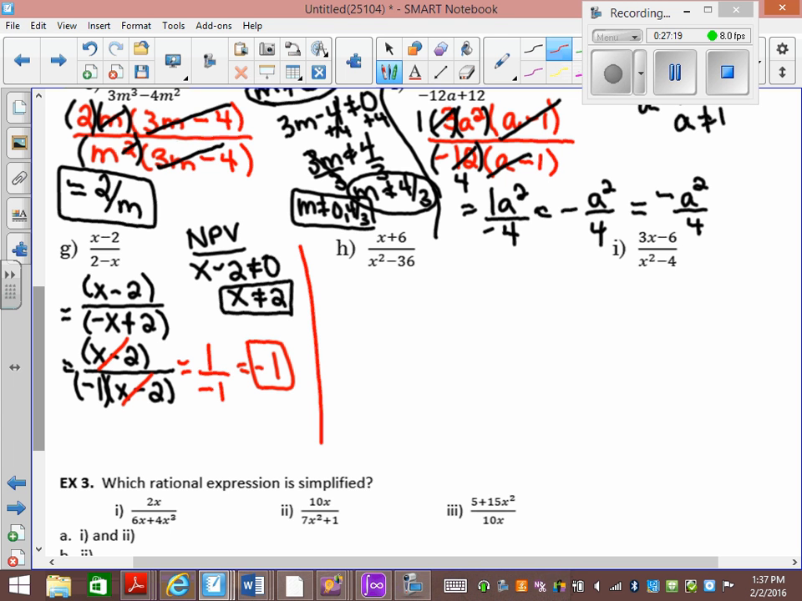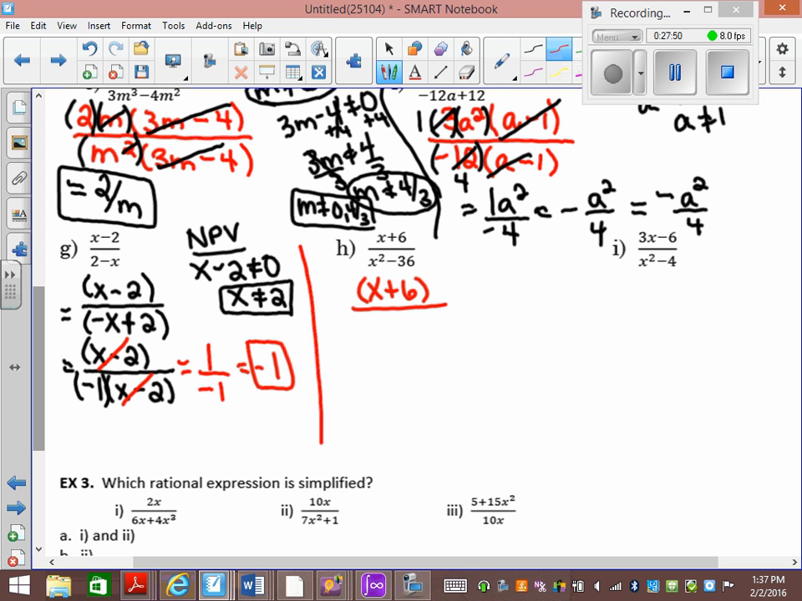H. Is there anything I can do to the numerator, the top? Is there anything I could take out of x plus 6? No. So we can rewrite it as x plus 6 in bracket. The bottom, x squared minus 36. Is there anything I can take out of that? No. But what is it? Difference of squares. We can't forget that we also have the option of difference of squares. So GCF or difference of squares.